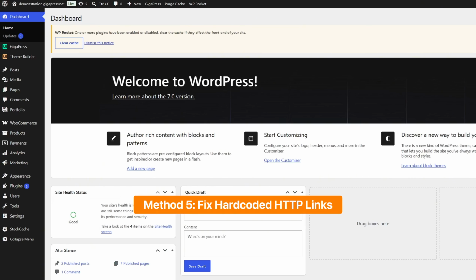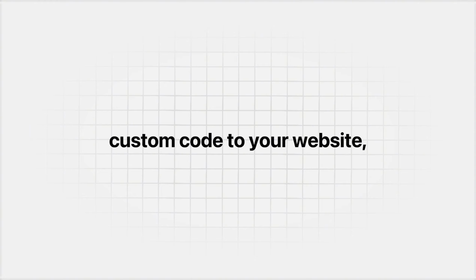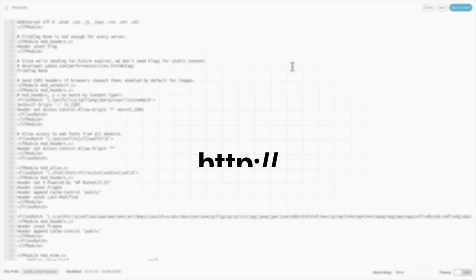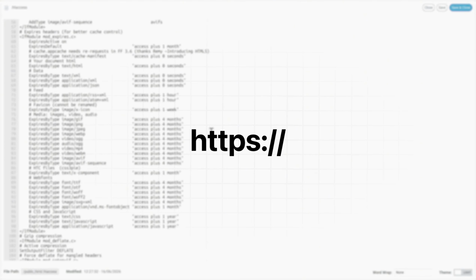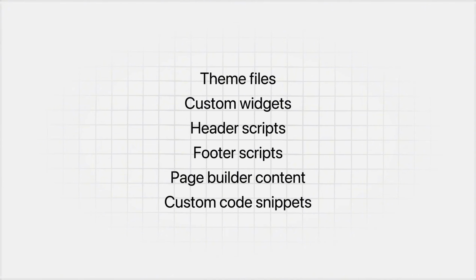Sometimes, themes, plugins, or widgets contain hard-coded HTTP links. These links won't automatically update when you install an SSL certificate. If you previously added custom code to your website, check those files carefully. Look for links that begin with http:// and replace them with https://. You may find these links inside theme files, custom widgets, header scripts, footer scripts, page builder content, or custom code snippets. After updating the links, save your changes and test your website again.